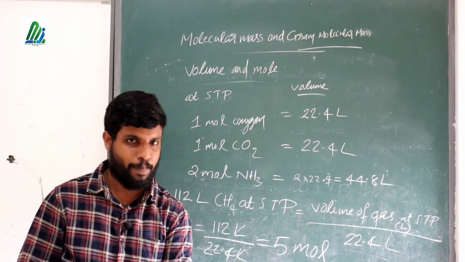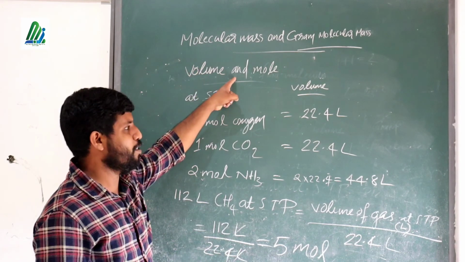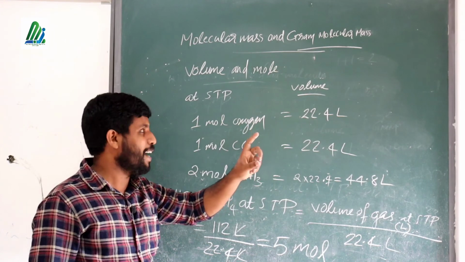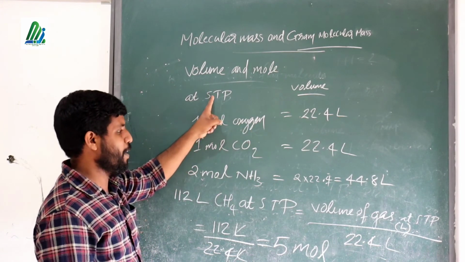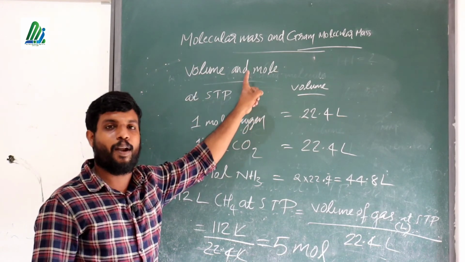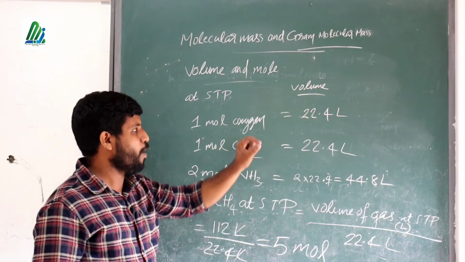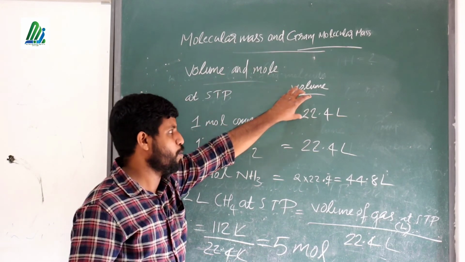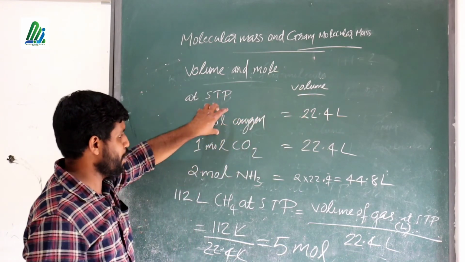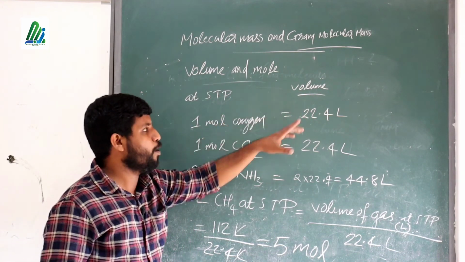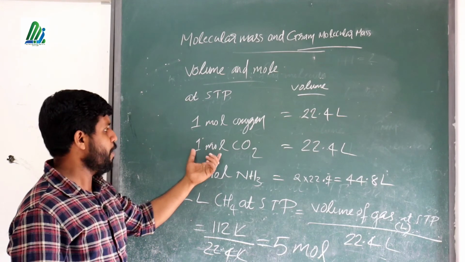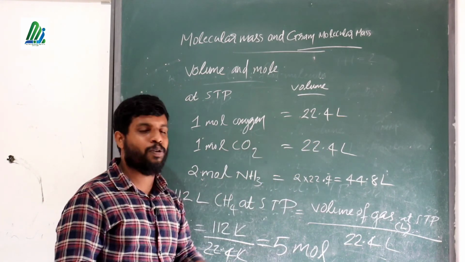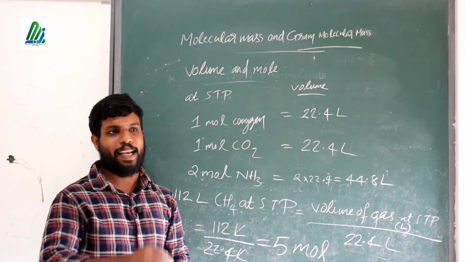So the volume of 1 mole of gas is known as molar volume. The volume of 1 mole of gas at STP, standard temperature and pressure, is known as molar volume at STP. The molar volume is an experimentally proved value, 22.4. If the temperature or pressure is changed, this value also changes. 1 mole of carbon dioxide is equal to 22.4, 2 moles of NH3 is equal to 2 into 22.4. Like that we have discussed.